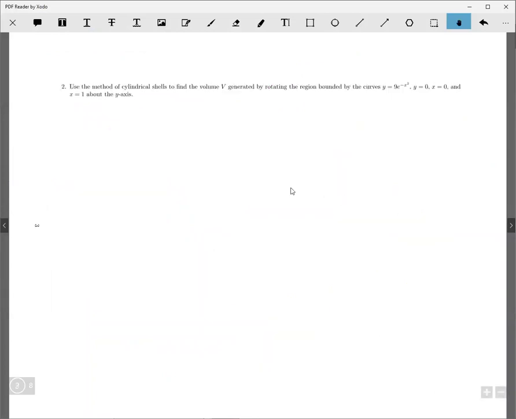Number 2. Use the method of cylindrical shells to find the volume generated by rotating the region bounded by the given equations about the y-axis. You're bounded by y equals 9 e to the negative x squared, y equals 0, x equals 0, and x equals 1, and you're rotating it about the y-axis.